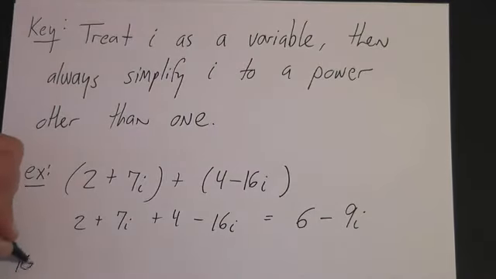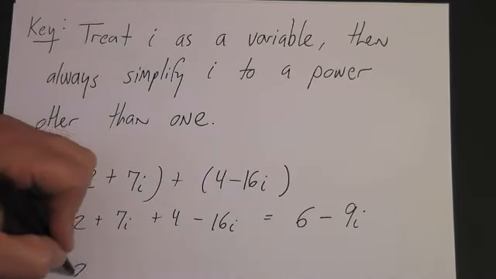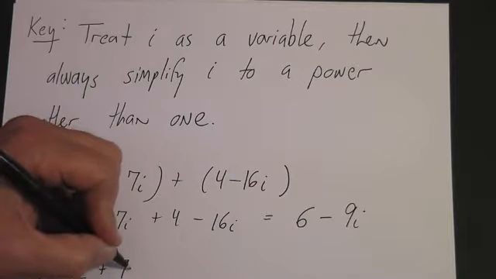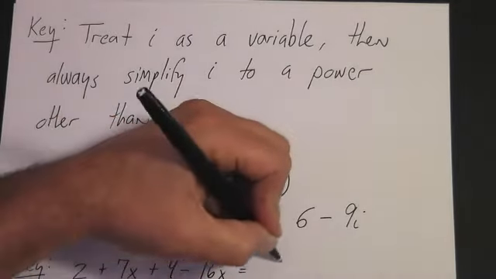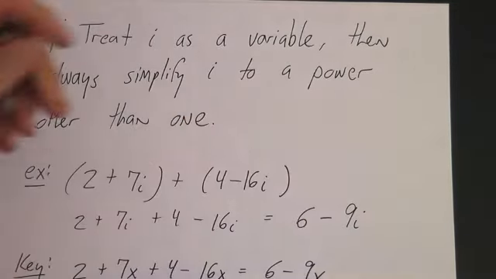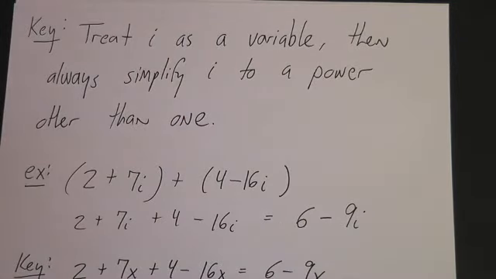And if you think about the rule, this would be exactly the same as 2 plus 7x plus 4 minus 16x, which would be 6 minus 9x. We treat i as a variable even though it's not one.